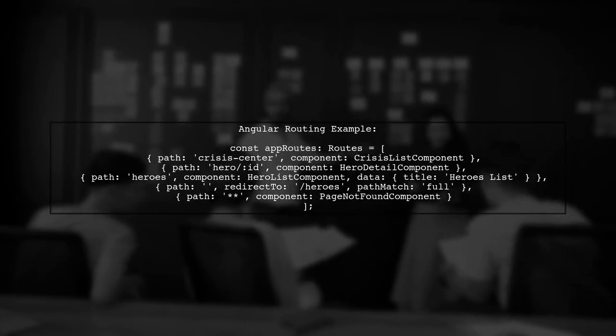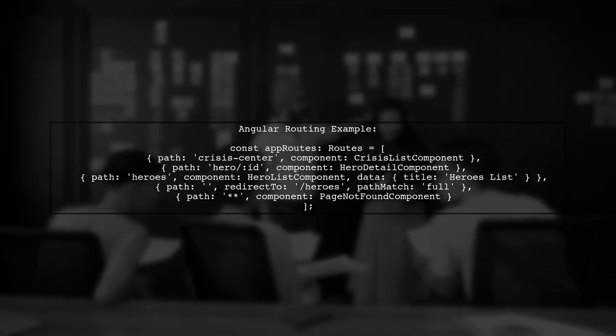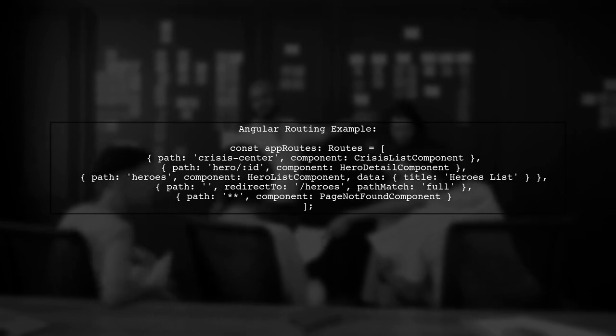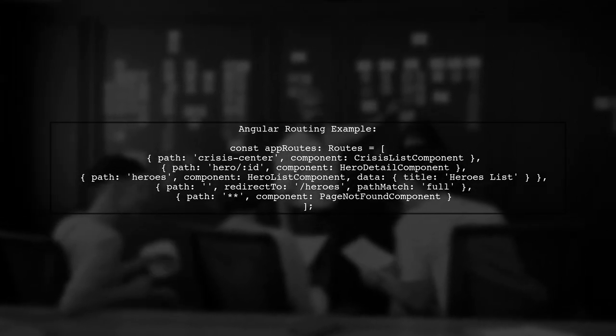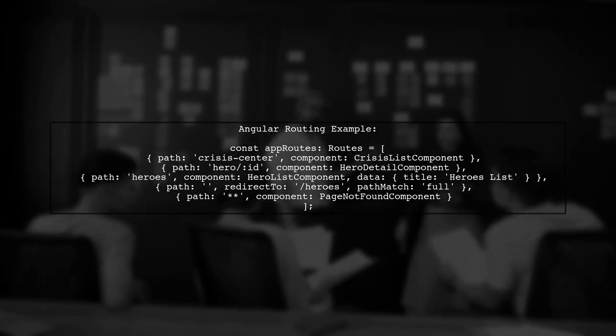Let's get started. Let's start by understanding the difference between Angular routing and Ionic routing. In Angular, we define our routes using a constant of type routes. In this example, we have several routes defined, including a redirect and a wildcard route. This structure is typical for Angular applications.